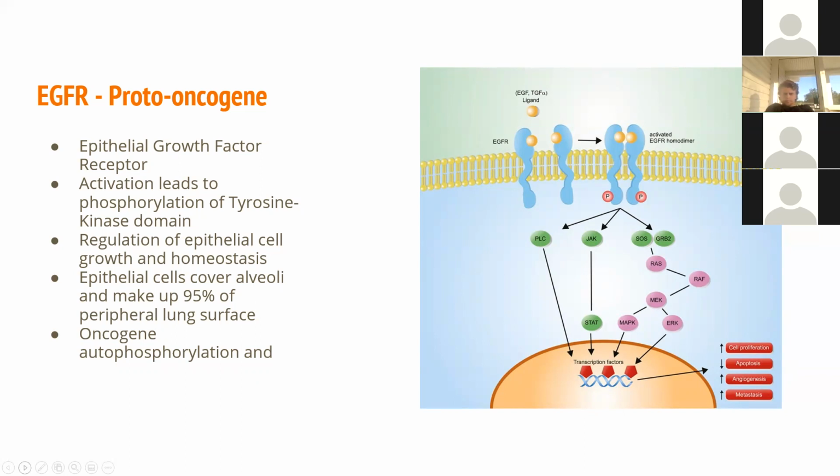Phosphorylation of the tyrosine kinase domain starts the signal transduction process within the cell, leading to proliferation, differentiation, and migration. If this domain becomes autophosphorylated, control of cell division is lost. Next.